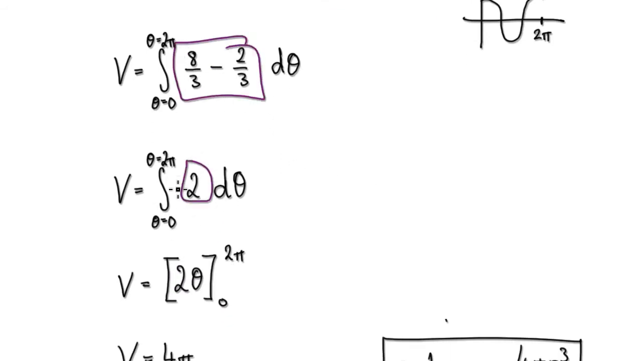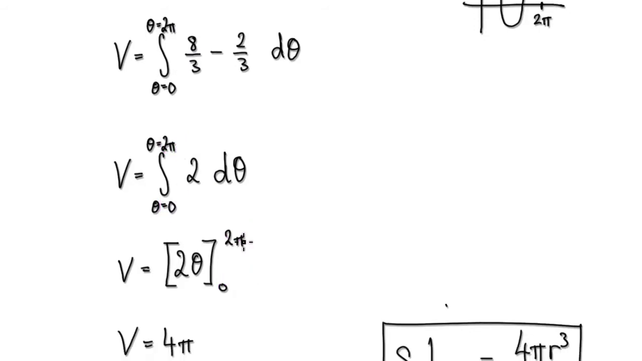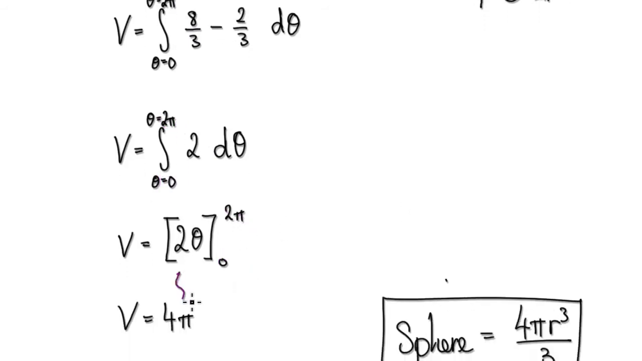2. And then integrate this with respect to theta. That will be 2 theta from 0 to 2 pi. Put the 2 pi into there, take away, and so on. It will give you 4 pi. So our volume is 4 pi.